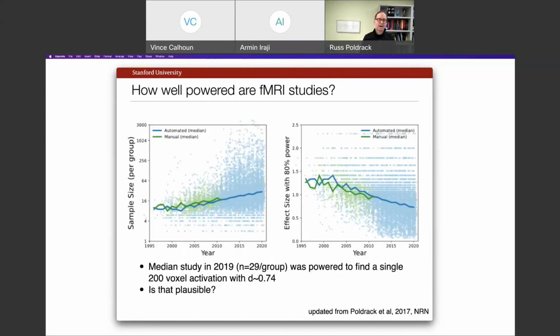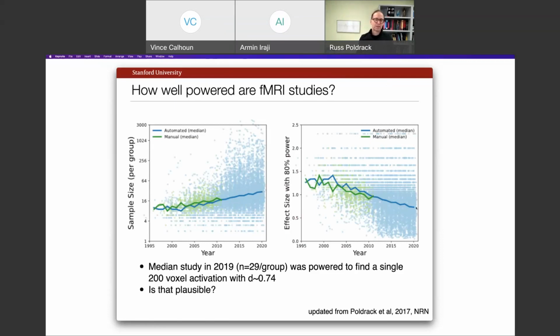So we wanted to ask a while ago, how well powered are fMRI studies? So in 2017, we published an initial study of this, and I've updated this to data up through 2020 now. And basically on the left, we see sample size. This is log scaled, so it's actually better than it looks, right? This is the effect size that the study is powered to find, right? So your study needs to be powered to find a plausible effect size. If your study can only find effects that are as large as, say, the difference in height between a 2-year-old and an adult, you don't need statistics to find that kind of an effect, right?